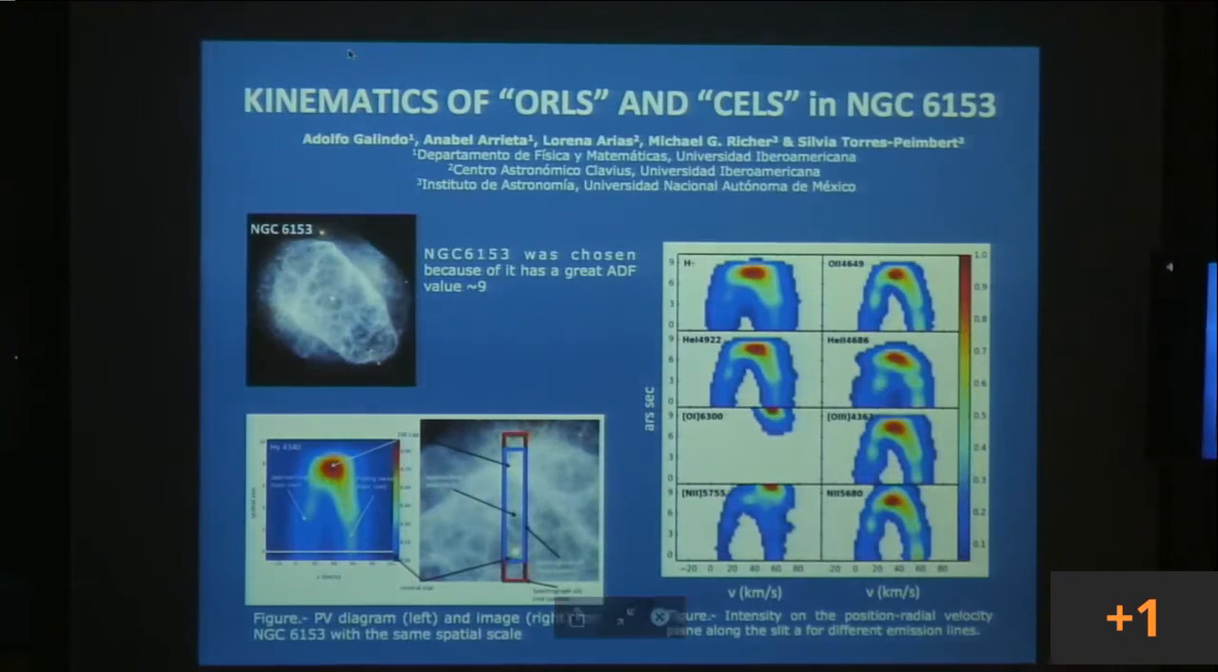Hi, we show here position-velocity maps of the recombination lines and the collisionally excited lines, with the objective to analyze the kinematics of those lines to help us analyze and understand the abundance discrepancy problem in those intensity lines.